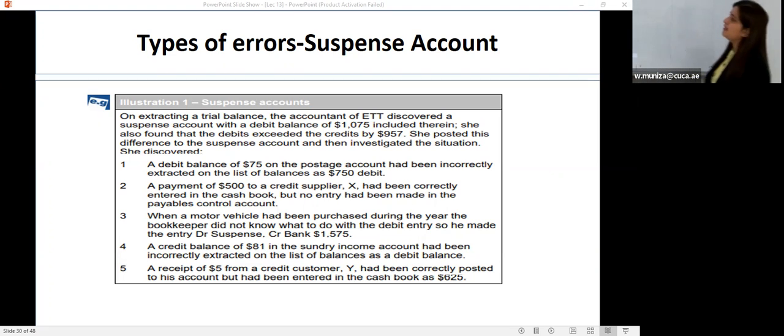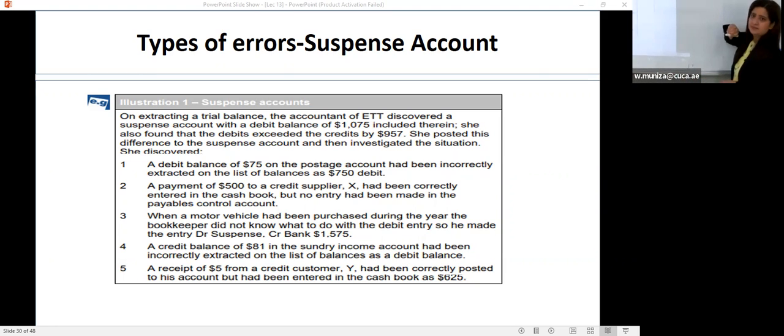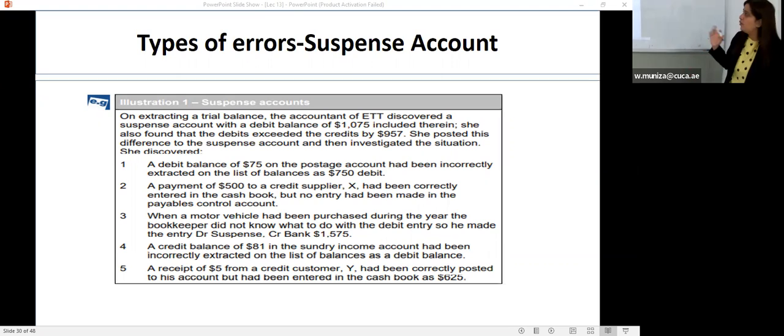So number one case, a debit balance of 75 on the postage account had been incorrectly extracted on the list of balances as 750 debit. What has been done? What should have been done in correction, students? Number one, the debit should have been to the postage account as 75. But what we have done, we have debited the postage account with an amount of 750. On credit, there is no mistake, because they say a debit balance of 75 on postage account. Postage account means ledger account.